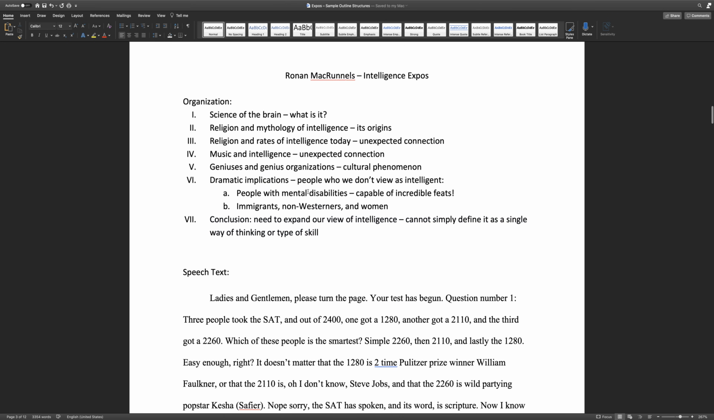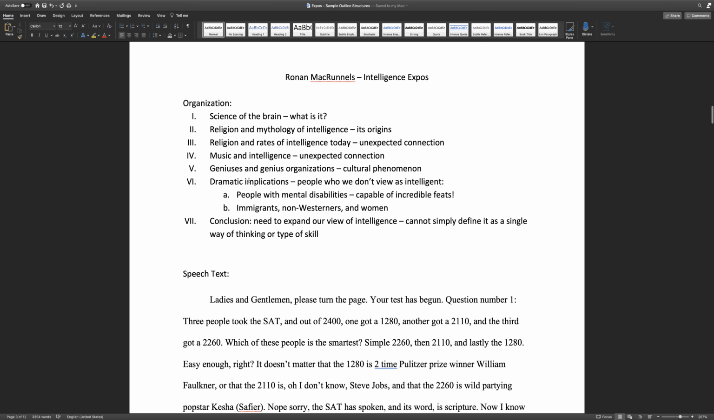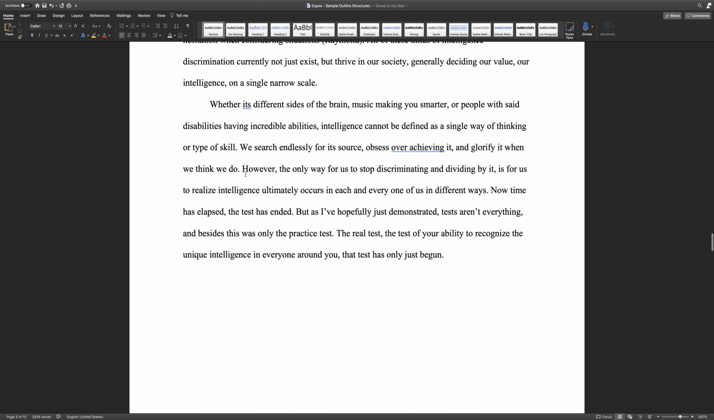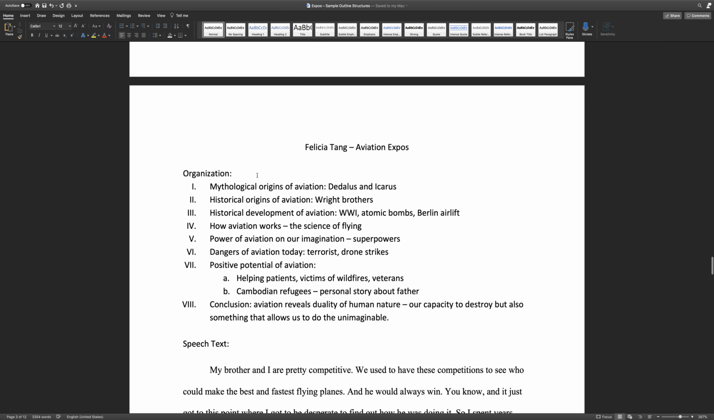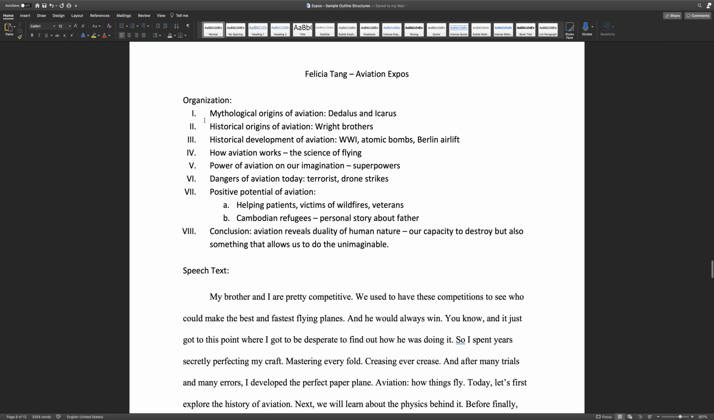So really good organization here. It has a nice logical flow. And so you can see here his aspects really help to create a broad view of intelligence as a whole. And by the end of the speech, we feel we've learned a lot about the topic of intelligence. Down here, I recommend you read that speech, by the way, and watch it to see what he does. He's a really engaging and captivating speaker.